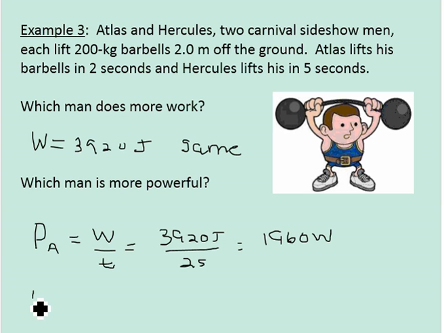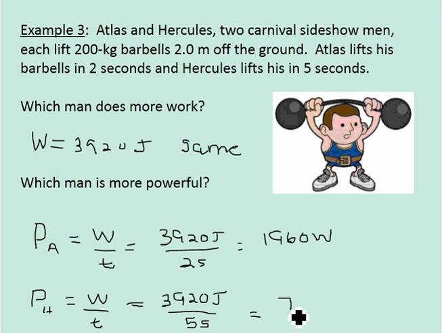Right, now let's look at Hercules. Hercules does the same amount of work, but in a greater amount of time. So he still does the 3,920 joules of work, but it takes him 5 seconds. So as a result, he only exerts 784 watts of power. So out of this, we can say that Atlas is more powerful, simply because he did the same amount of work in less time.